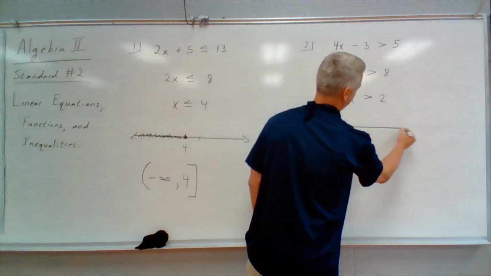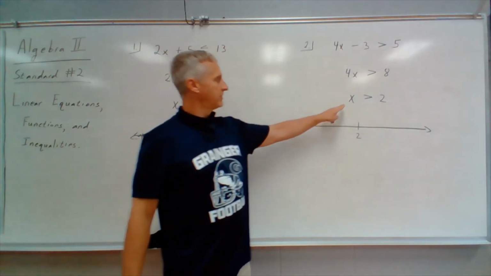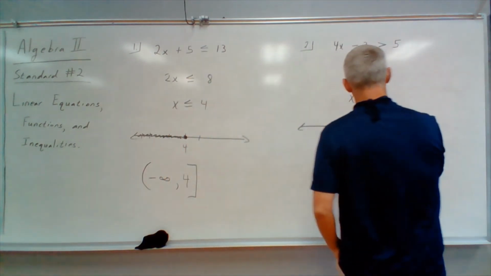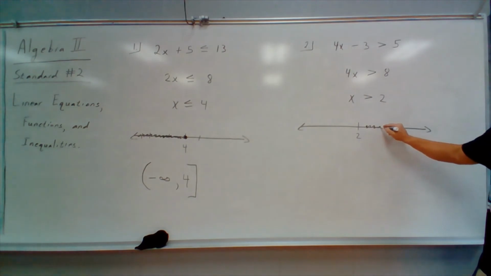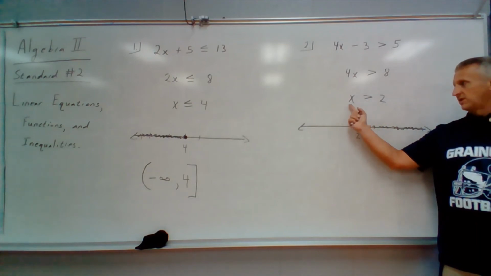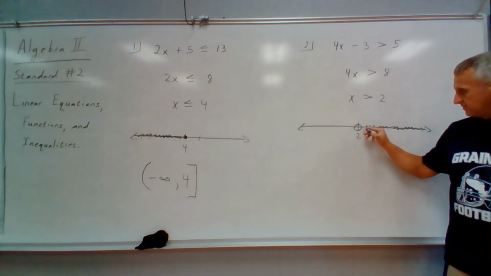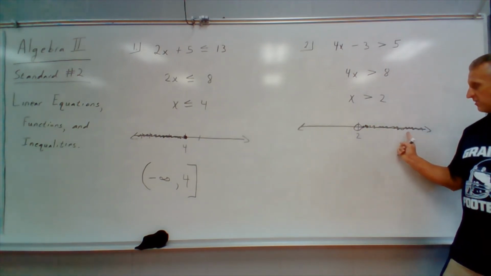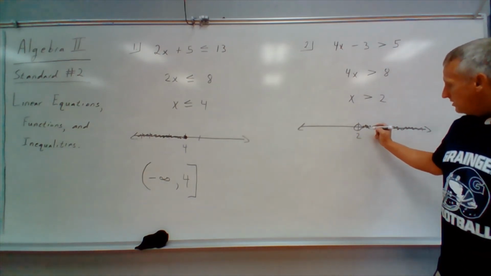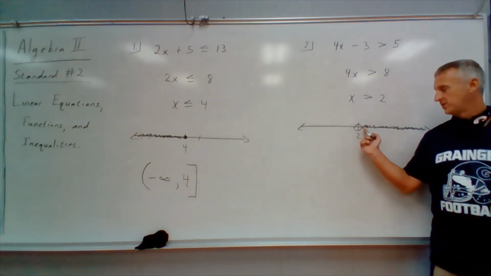There's 2. I want to graph all the solutions, or all the x values that are greater than 2. So numbers that are bigger than 2 are out in this direction. This time I'm not going to include the 2. My solution can't be equal to 2. So I'm going to represent that with an open circle. So this means all the numbers that are bigger than 2, but not including 2. So 2.1 is in my solution set. 2.01 is in there. 2.0001 is in there, but 2 is not.